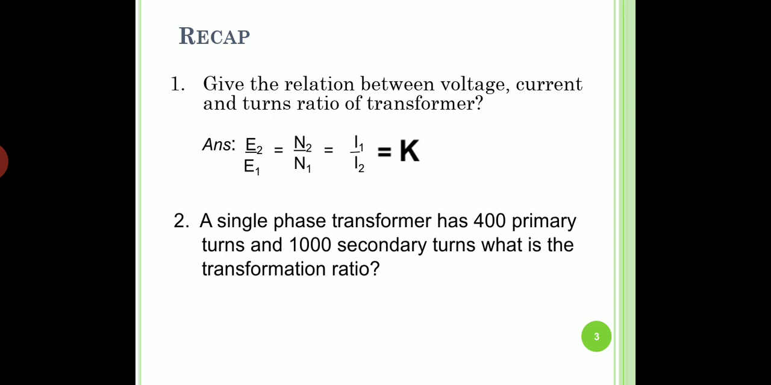Now let us see one more point to recap our discussions. A single phase transformer has 400 primary turns and 1000 secondary turns. What is the transformation ratio? So you have primary 400, secondary 1000, and K is what he is asking about, the transformation ratio. So K is equal to N2 by N1. It will be 1000 divided by 400, so you will get 2.5 as the transformation ratio of the transformer.